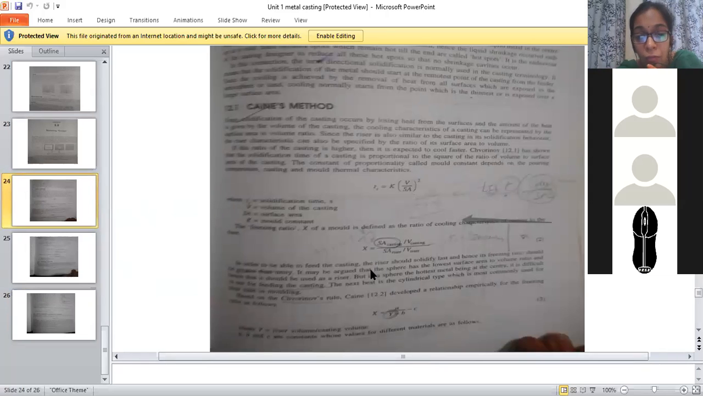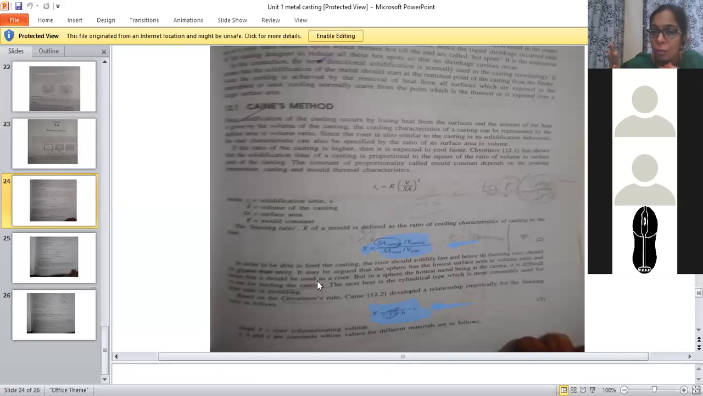Keynes method, you have a formula called X is equal to A by Y minus B minus C. Here X is called the freezing ratio. Y is the ratio of riser volume by casting volume. So this X and Y, please all of you write what is X. X is the surface area by volume of the casting by surface area of the riser by volume of the riser. Y is the riser volume by casting volume. Please do not get confused. This is very complicated.